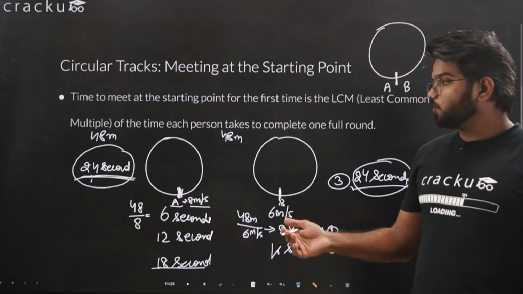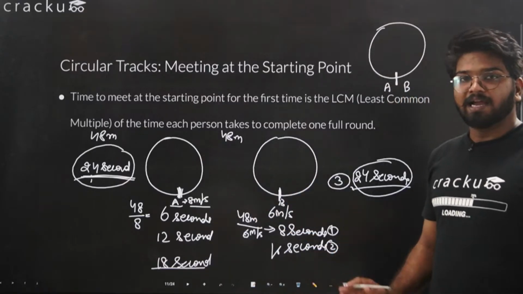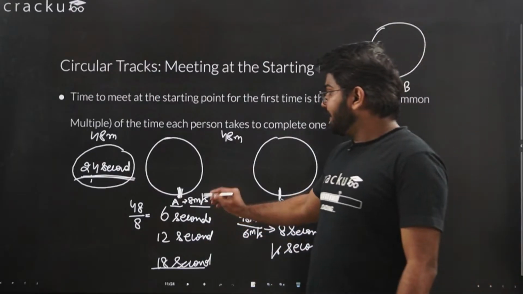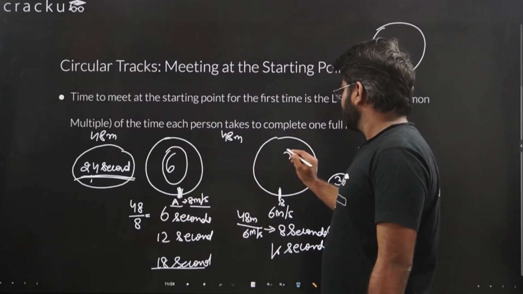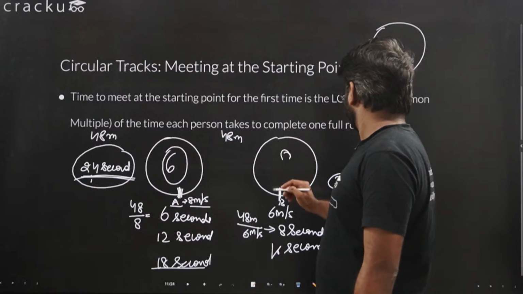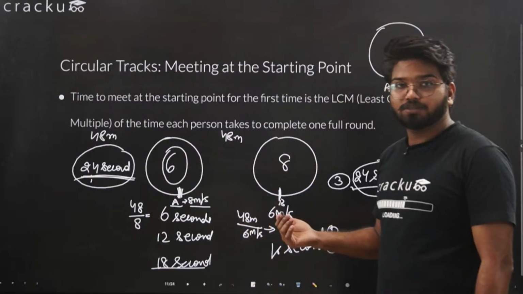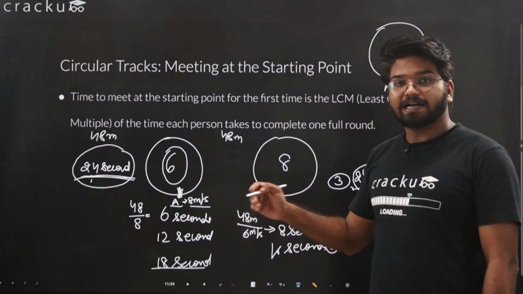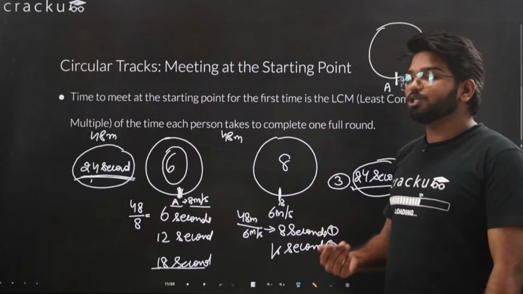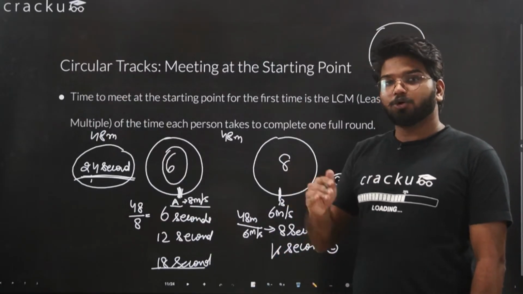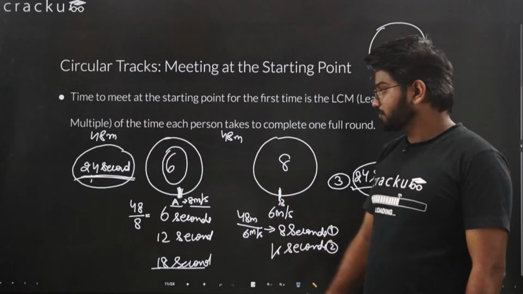But do we really need to do all the math to calculate at what point they will reach? We don't really need to. If you notice that A takes 6 seconds to reach the starting point, B takes 8 seconds. Now what is the common time at which both of them are at the starting point? For that we calculate the LCM. All we need to do is calculate the LCM of the time taken by both persons individually, to arrive at a point which is common for both.